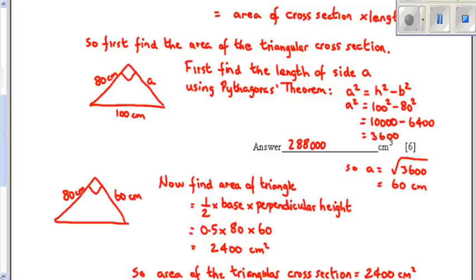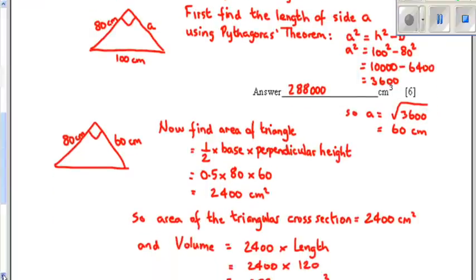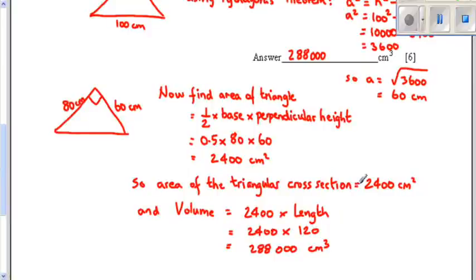So now we know the area of the cross section, that triangular area, is 2,400, and the volume then is that area of cross section multiplied by the length. We know the length of the prism, or the length of the tent, is 120, so it's 2,400 multiplied by 120, which is 288,000 centimeter cubed. So our answer is 288,000 centimeter cubed.